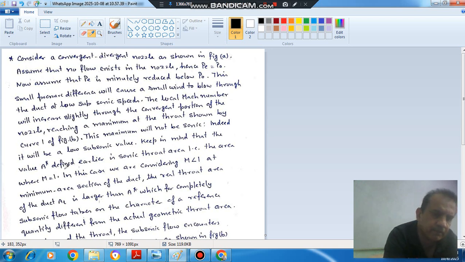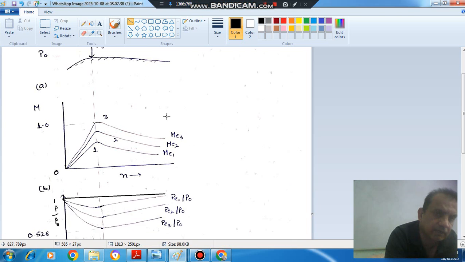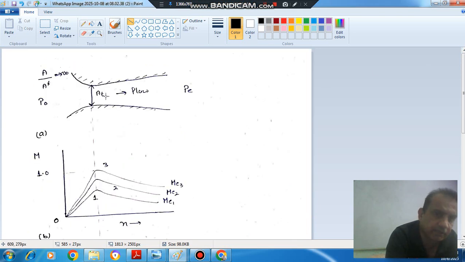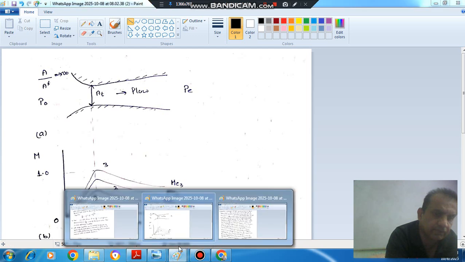Keep in mind that A star defined earlier is the sonic throat area. So as this is not sonic, this throat area is not the characteristic area or A star for that pressure. Okay, A star is defined when the sonic conditions are attained here. So here the sonic conditions are not attained, so this is not the A star for that pressure. So that is the throat area. Okay, so A star is the reference quantity for that pressure. The A star will be less than this AT.